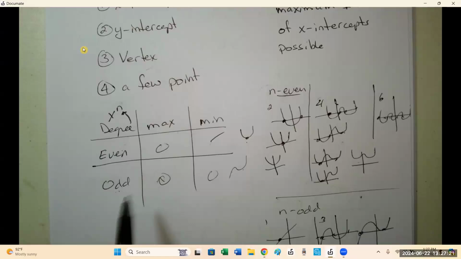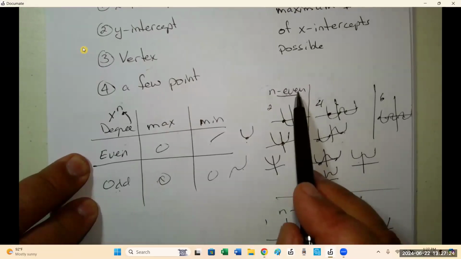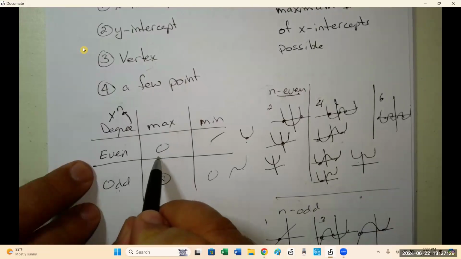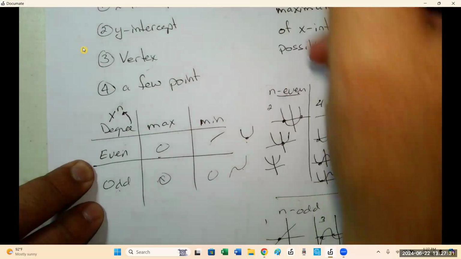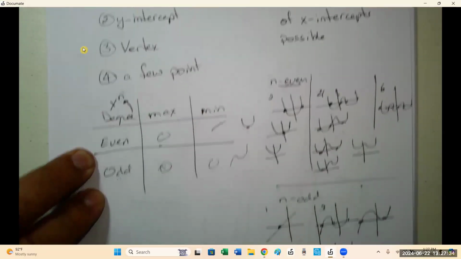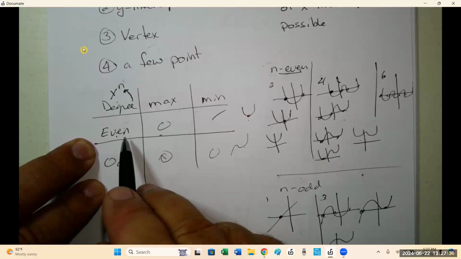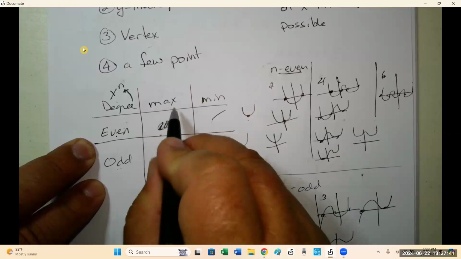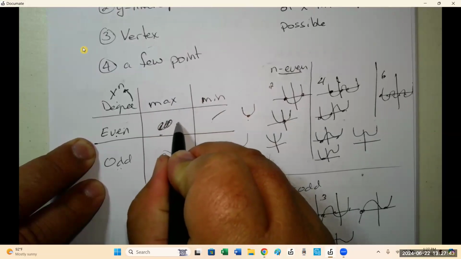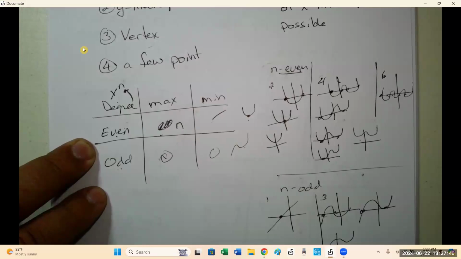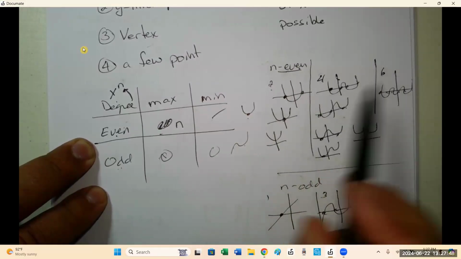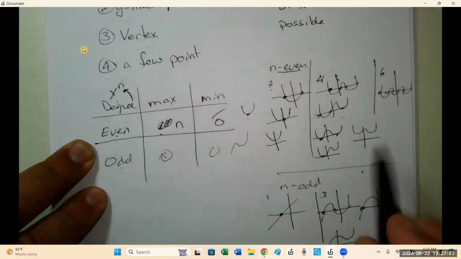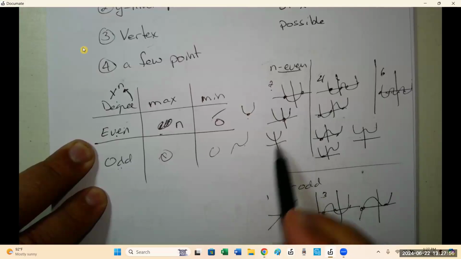Now, we go back over here. Let's redefine this. If n is even, the most number of solutions you can have, this is what we talked about, but now we're going to relate it to these. If your degree is even, it's 2, 4, 6, 8. The most answers you can get is whatever n is. It could be 2, 4, 6, 8, whatever. The minimum you can have is 0 solutions. It could be off the graph.